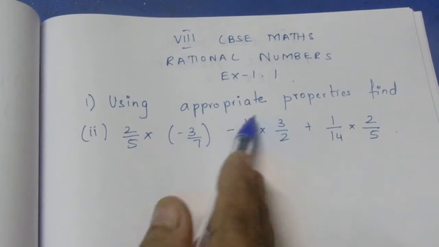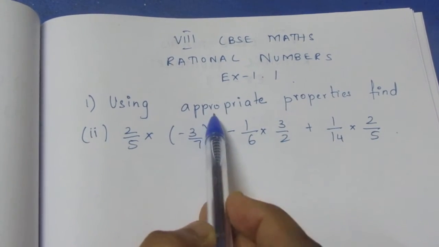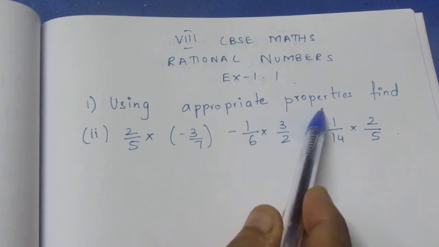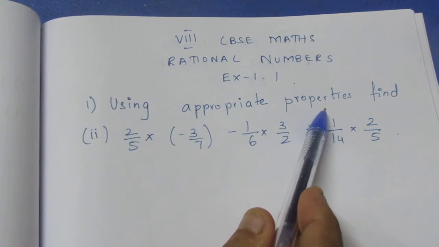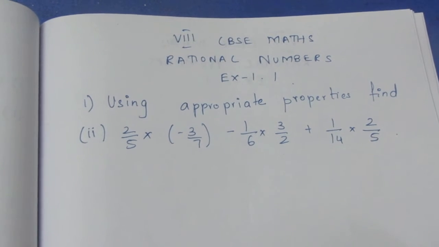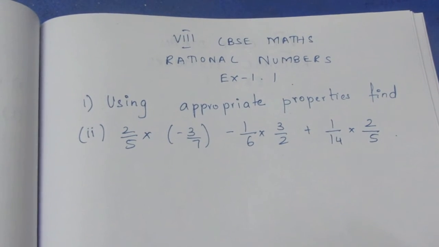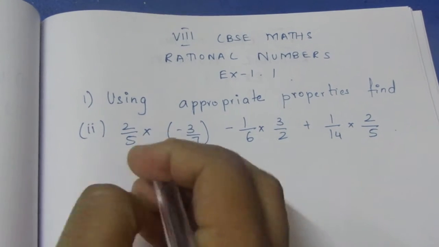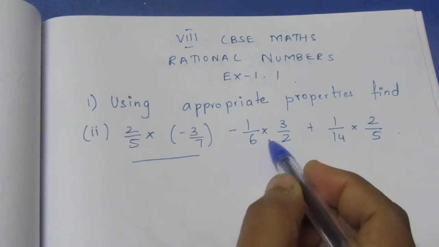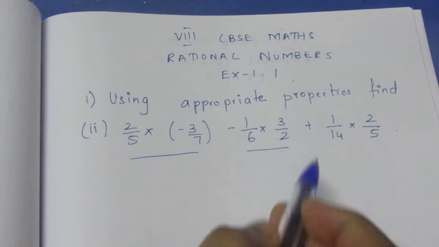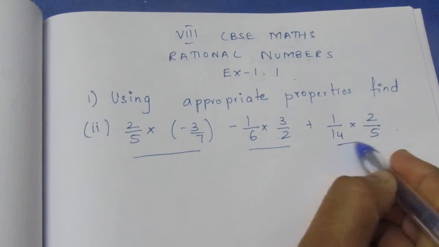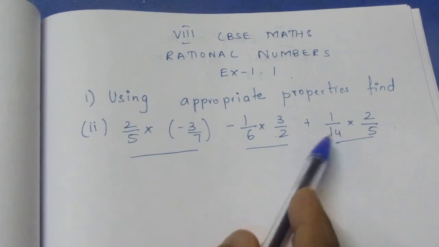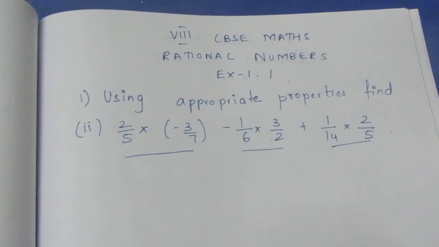We can cancel this, but the thing is they have given to use appropriate properties. So we need to do according to the given question. It is using appropriate property. Here, if it is in multiply, we need to take it as a term. Here these two are in multiply, so this is one term. These two are in multiply, so this is one term. Plus these two are in multiply, so we need to take it as a term. So here we have 3 terms in the sum.